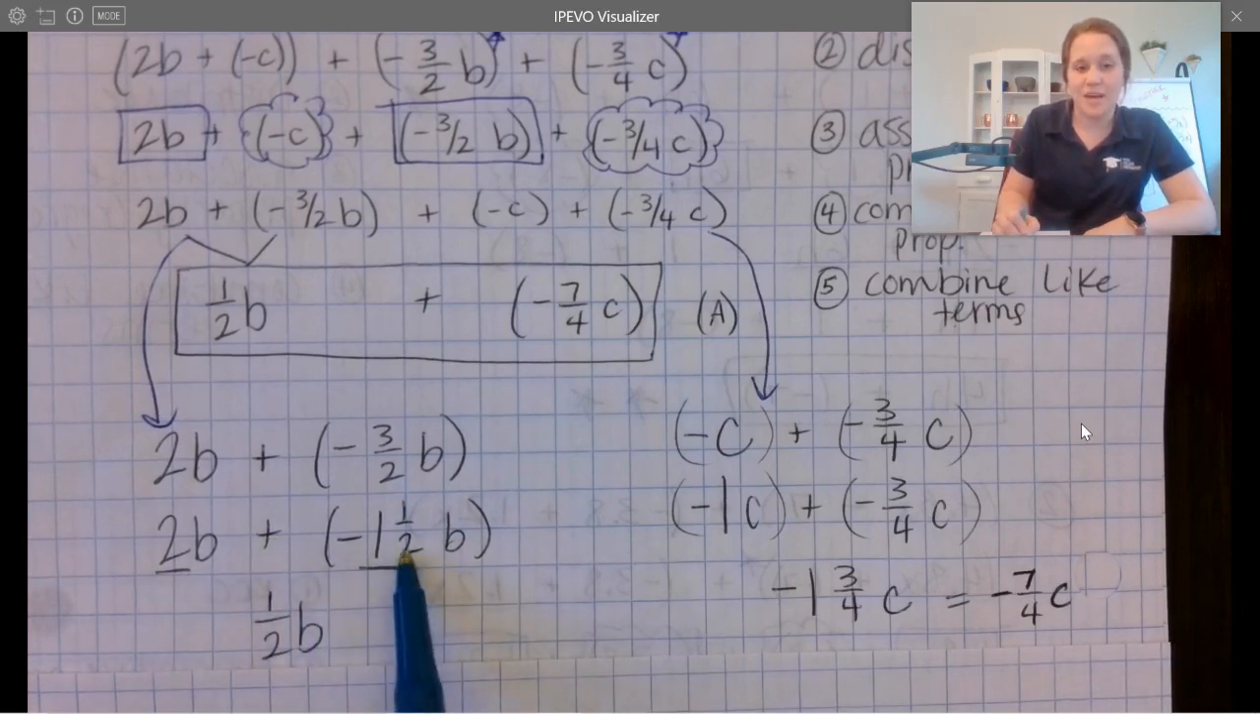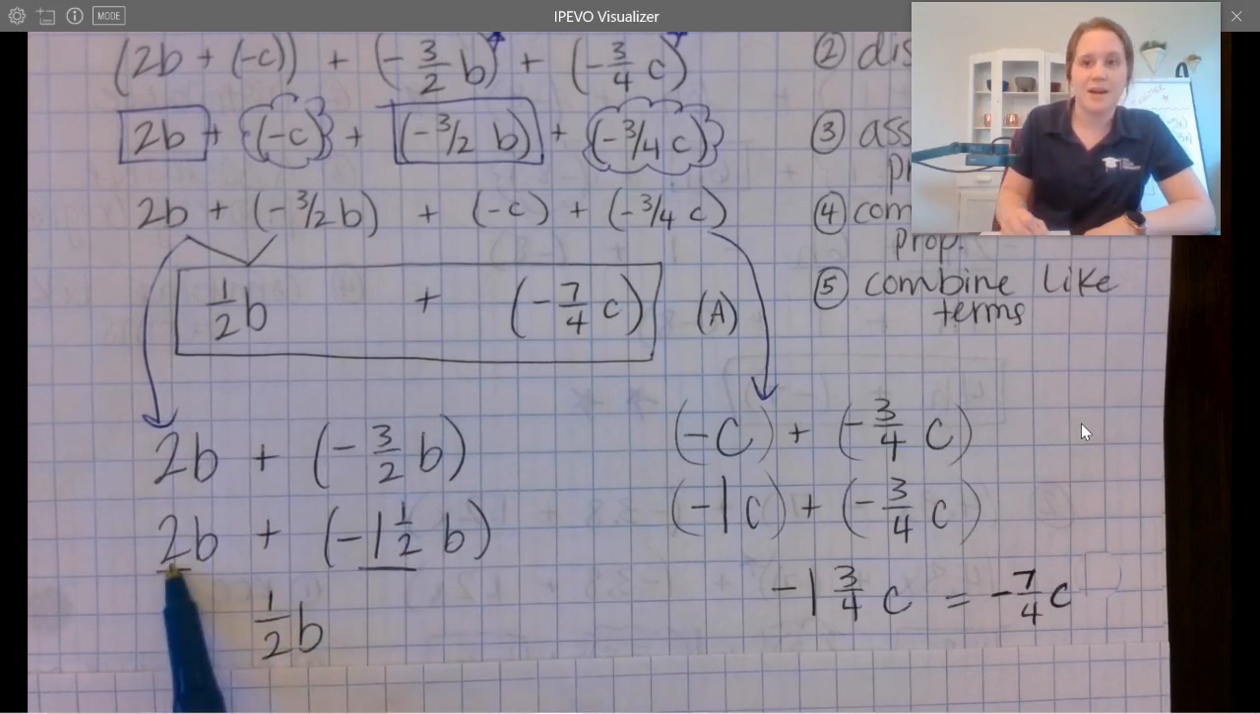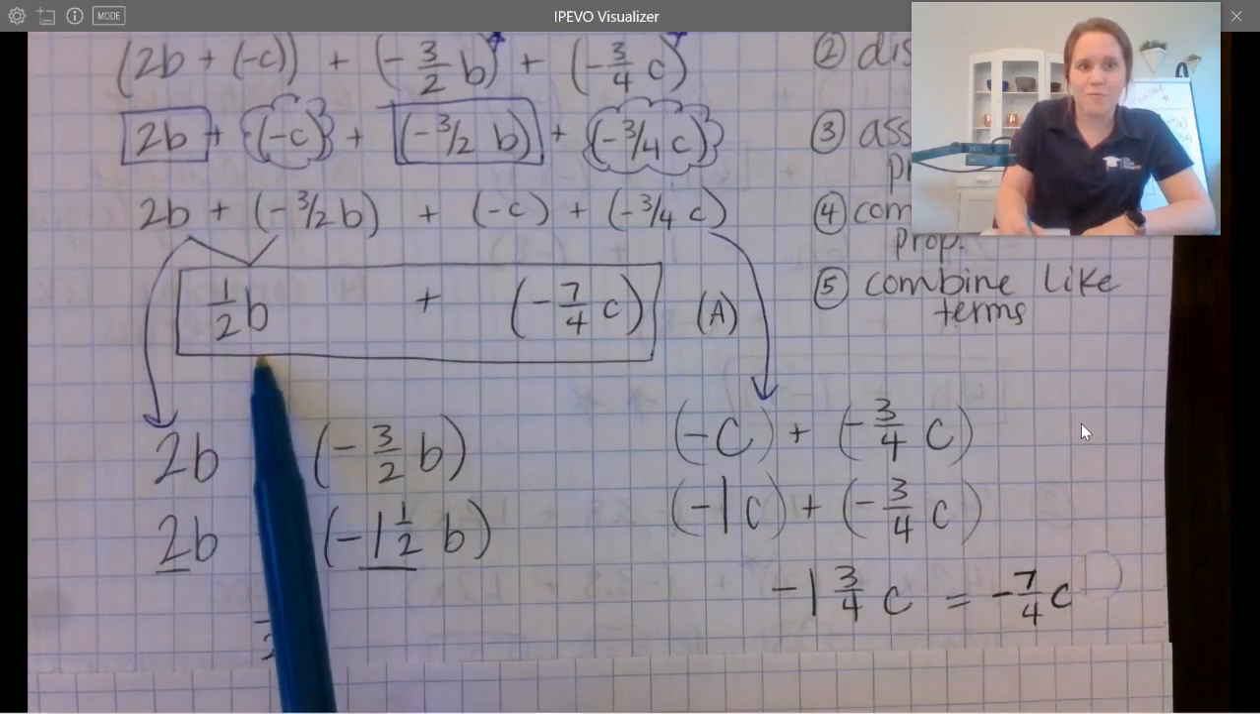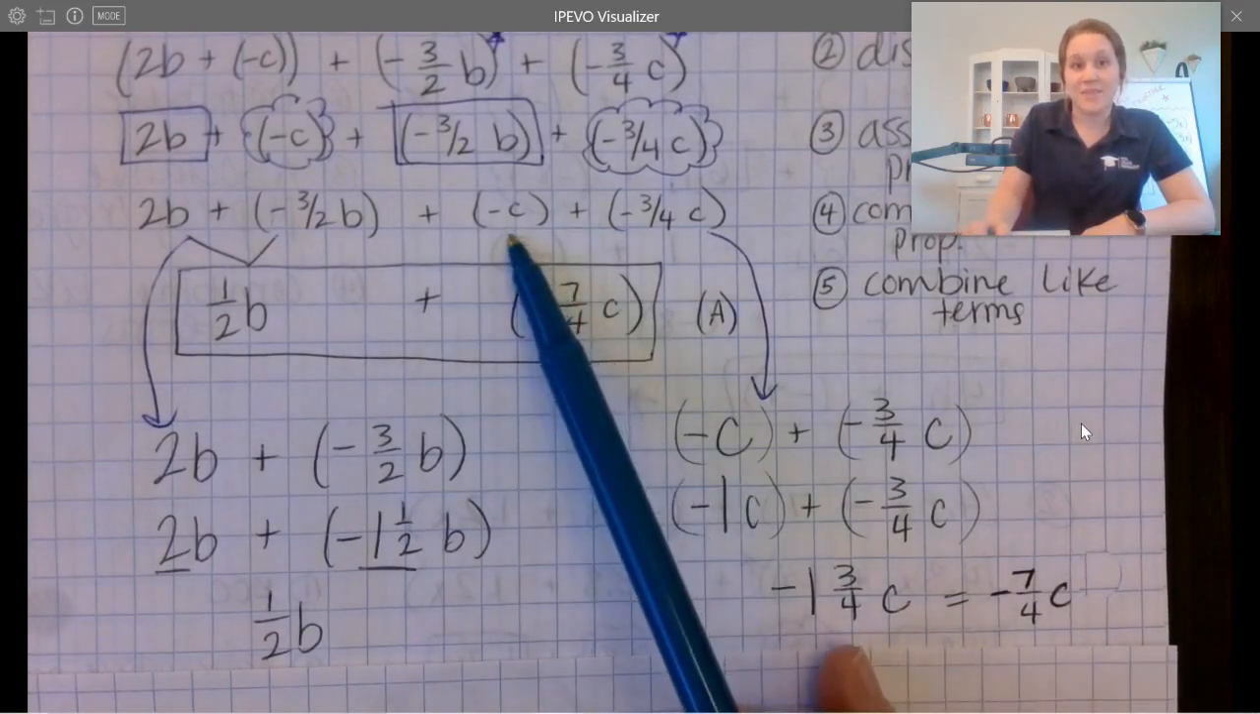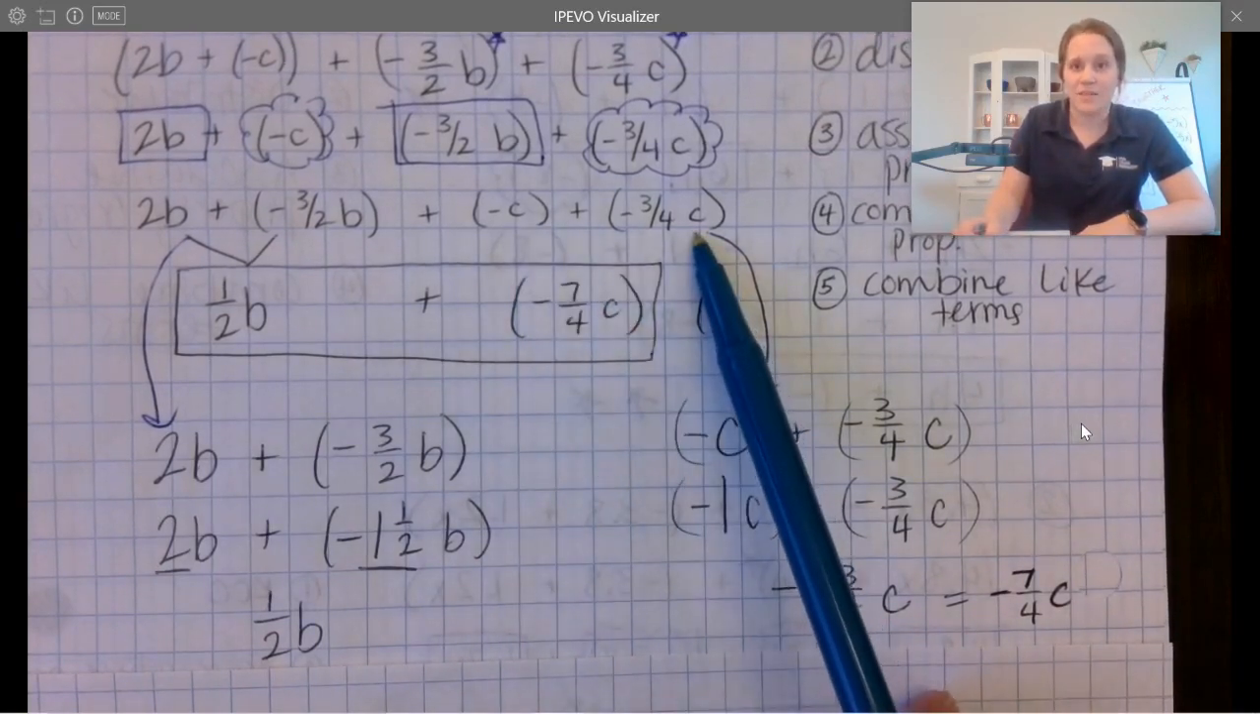Remember that when I have two numbers and the signs are different, then I'm actually going to subtract their absolute values and take the sign of the number with the bigger absolute value, which is positive. So when I combined these two terms, I got 1/2 b. This is how. Same thing when I combined the term negative c with the term negative 3/4 c.